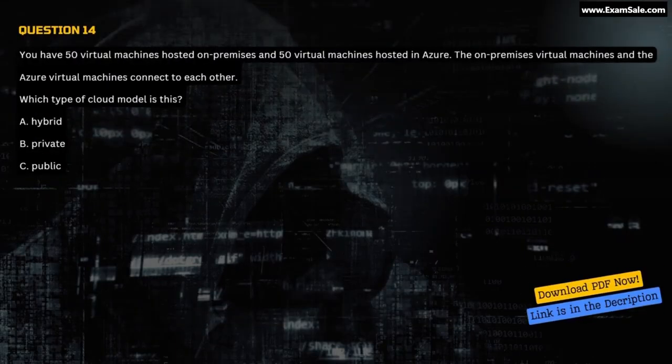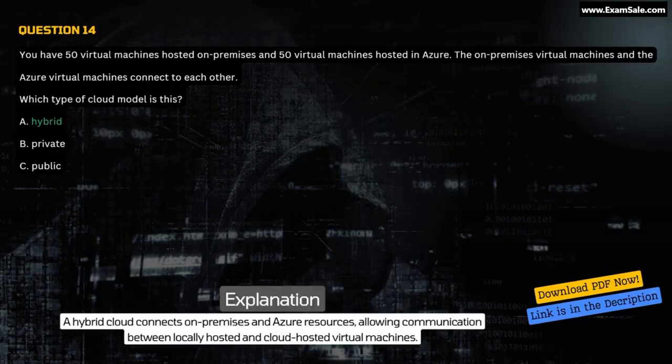Question 14. You have 50 virtual machines hosted on-premises and 50 virtual machines hosted in Azure. The on-premises virtual machines and the Azure virtual machines connect to each other. Which type of cloud model is this? A. Hybrid. B. Private. C. Public. Correct answer A. Hybrid. Explanation. A hybrid cloud connects on-premises and Azure resources, allowing communication between locally hosted and cloud-hosted virtual machines.